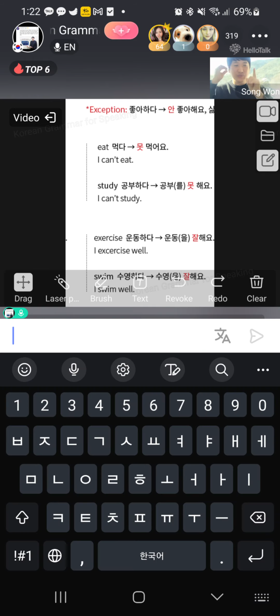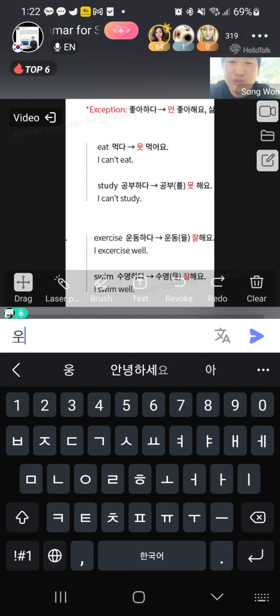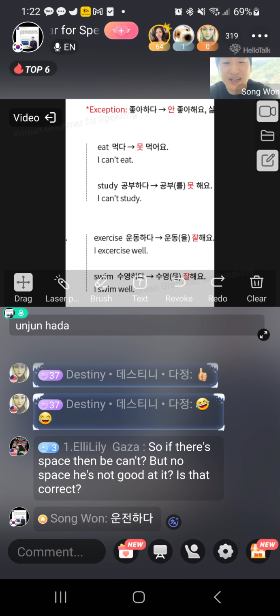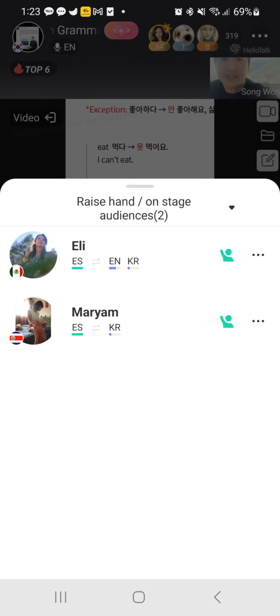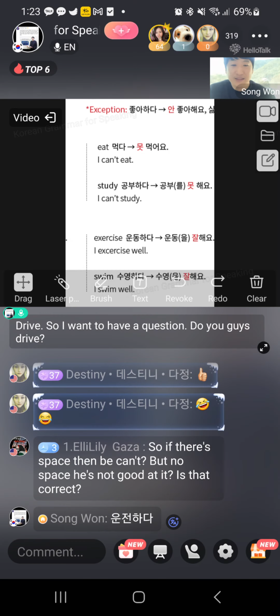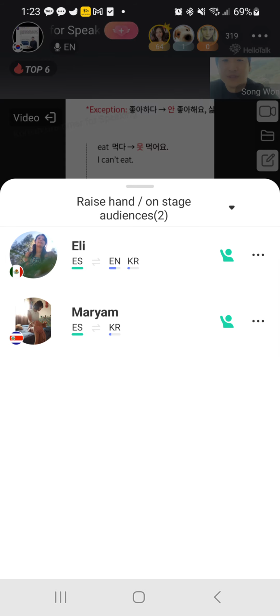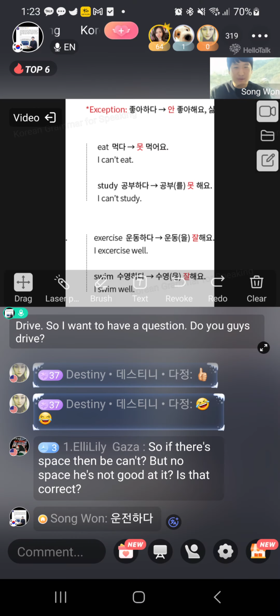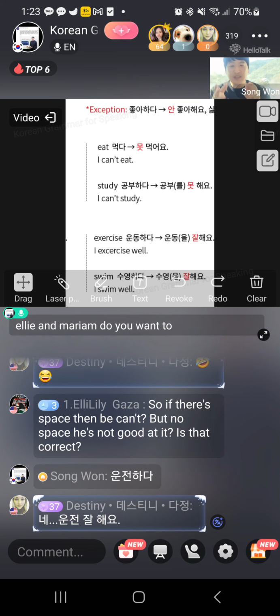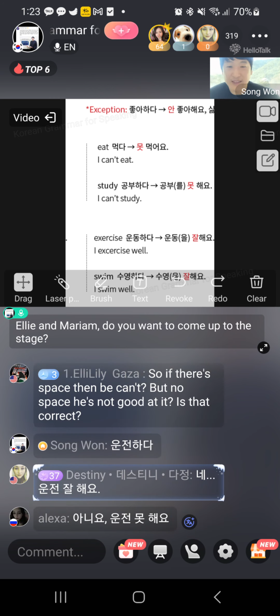Alright. How about this random word? One quiz. 운전하다. 운전하다. This means drive. So I want to have a question. Do you guys drive? Ellie and Mariam, do you want to come up to the stage? Please type here so then I can see.